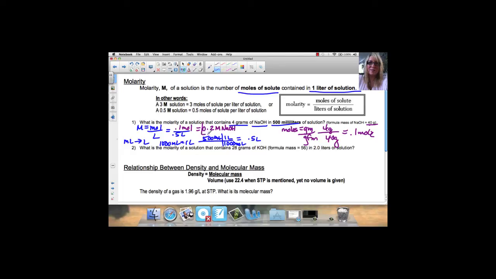So a lot of these molarity problems are 2 steps, okay? Sometimes you can do the straight molarity if you have the moles and the liters. Sometimes you have to use your mole formula first to find the moles.